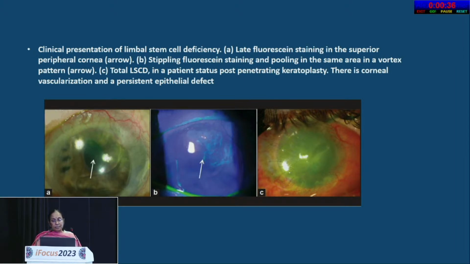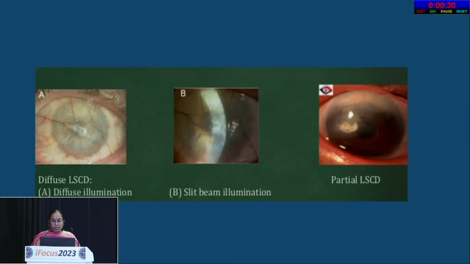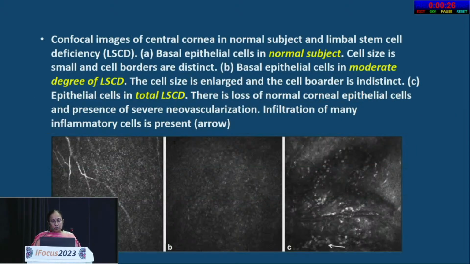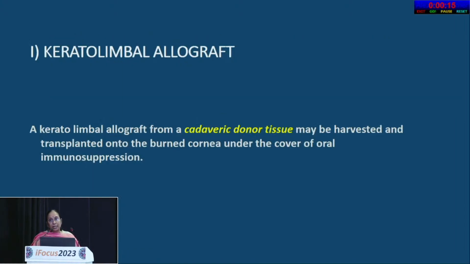Now the clinical presentation, sir has already shown how the limbal stem cells, the conjunctival stippling, and how the conjunctivalization occurs, and you can see the difference between partial and total LSCD, and you should know the difference. Confocal microscopy, in cases of limbal stem cell deficiency, you can see there is a loss of normal epithelial cells and severe vascularization and presence of inflammatory cells.